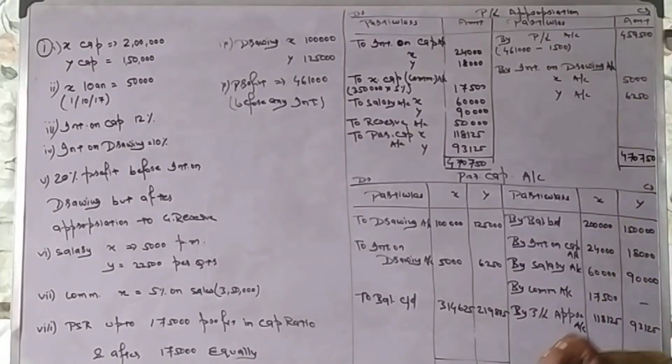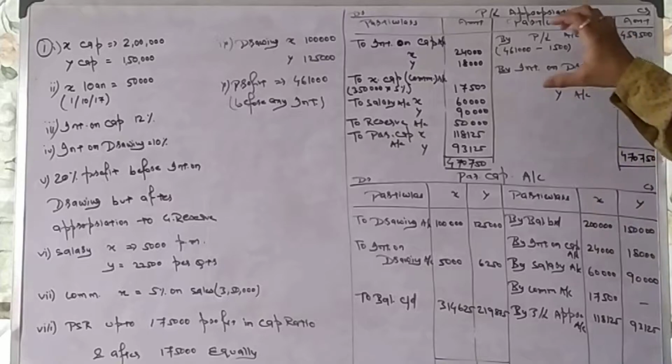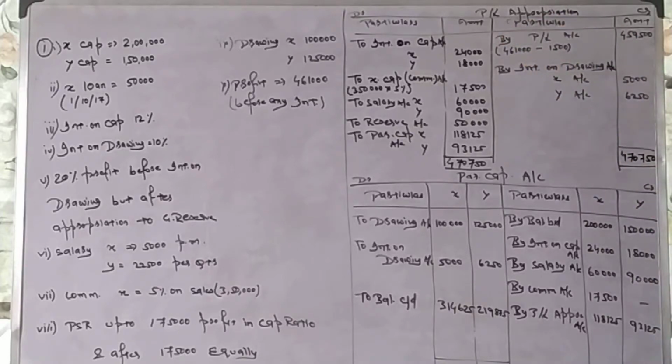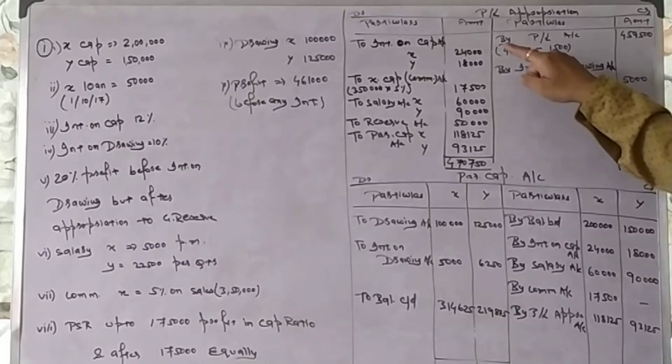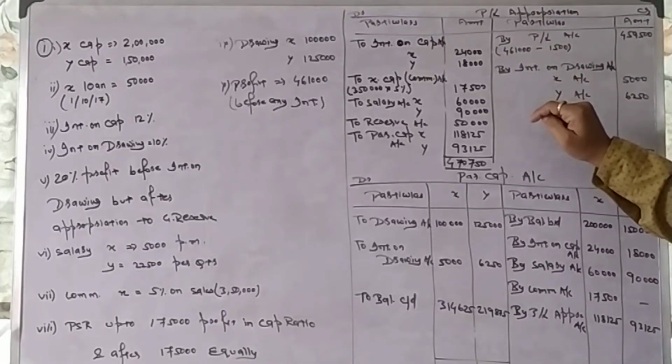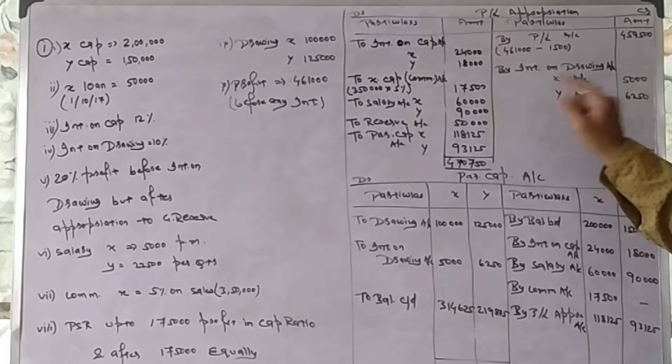Now the profit remains, we need to distribute among the partners, and the criteria is given that up to 1,75,000 profit will be divided in capital ratio, and after 1,75,000 it will be divided equally. What is my exact profit? We will add all this and we will deduct all this. We will add all these 4,59,500, 50,000, 6,250. And we will deduct 24,000, 18,000, 17,500, 60,000, 90,000, 50,000.